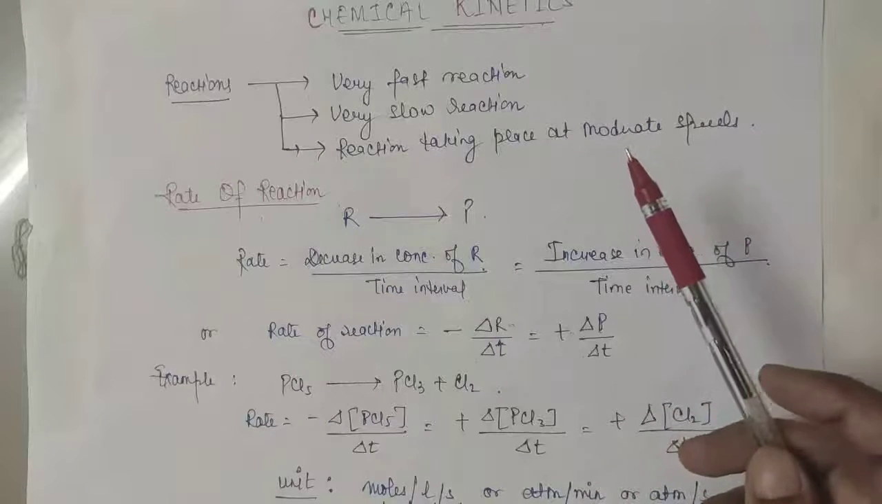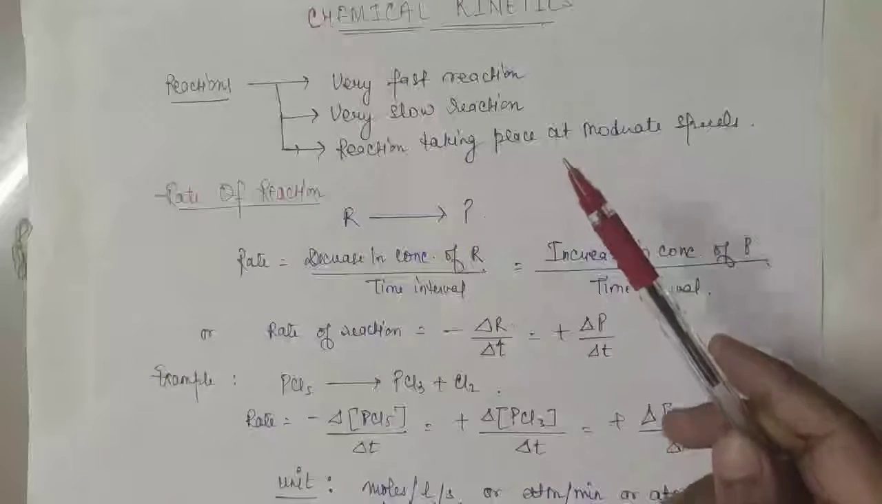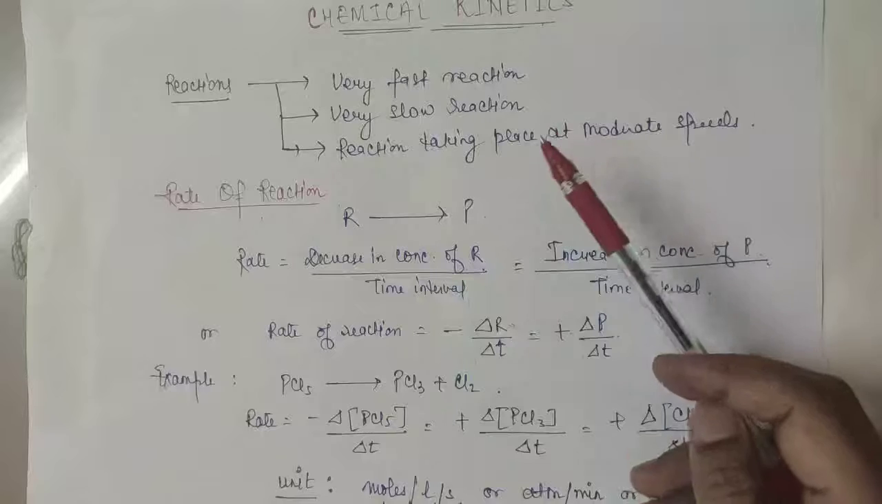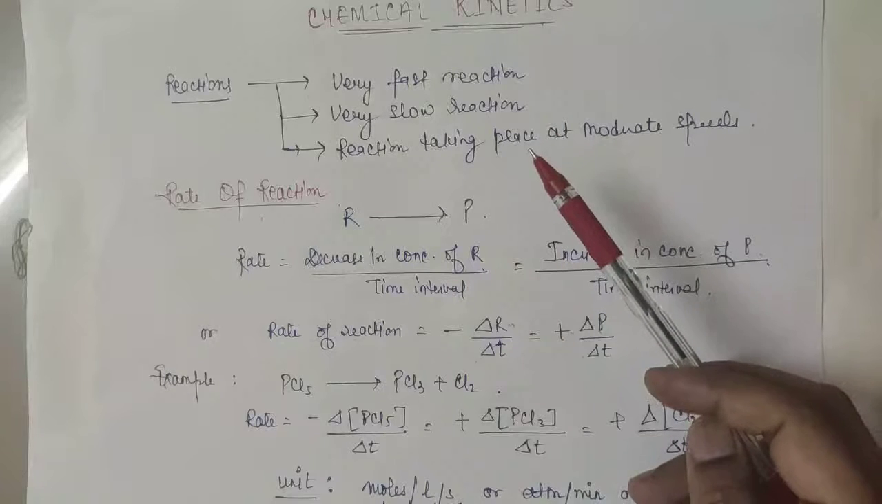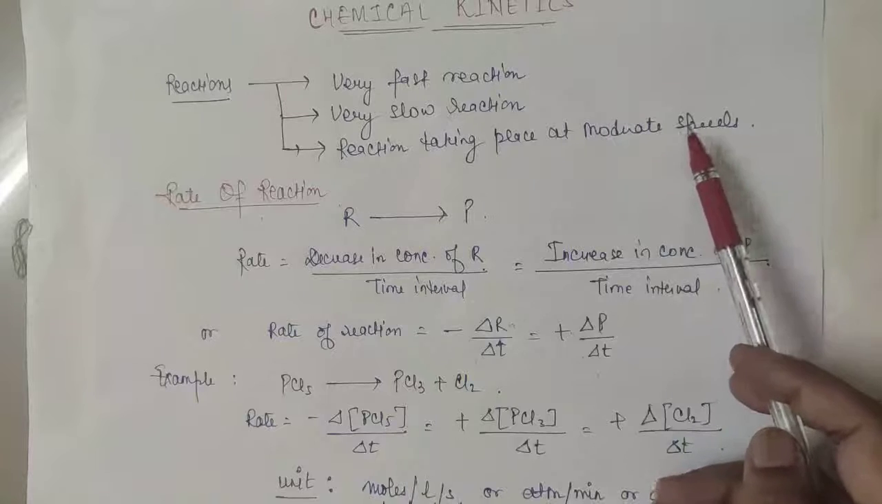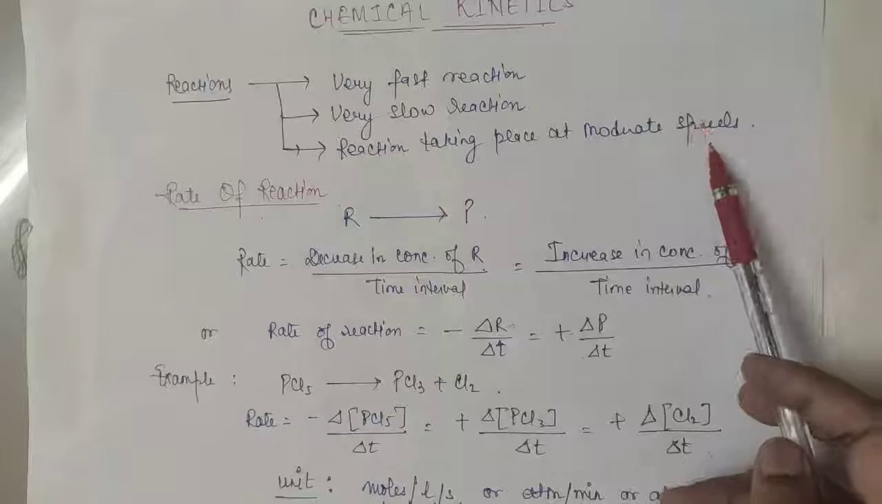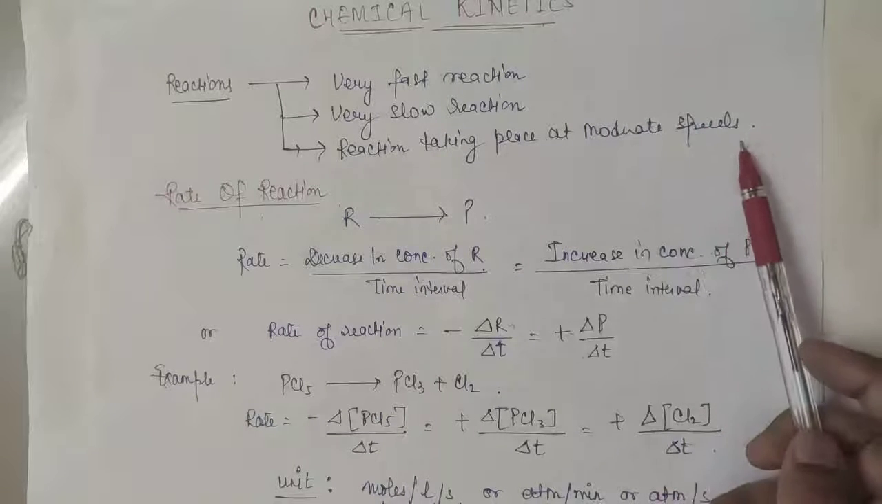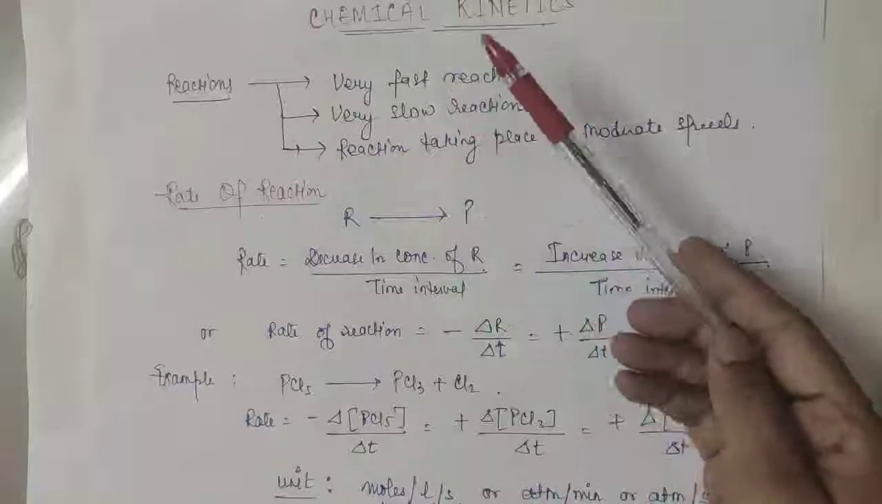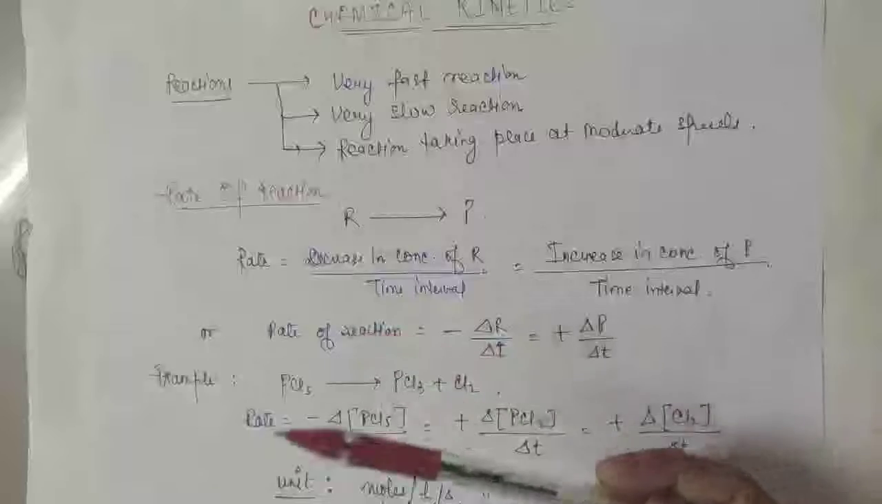Now the main category of reactions for the study of kinetics are the reactions which belong to this category, that is the reactions with moderate speed. We will study the reactions with moderate speed in chemical kinetics.